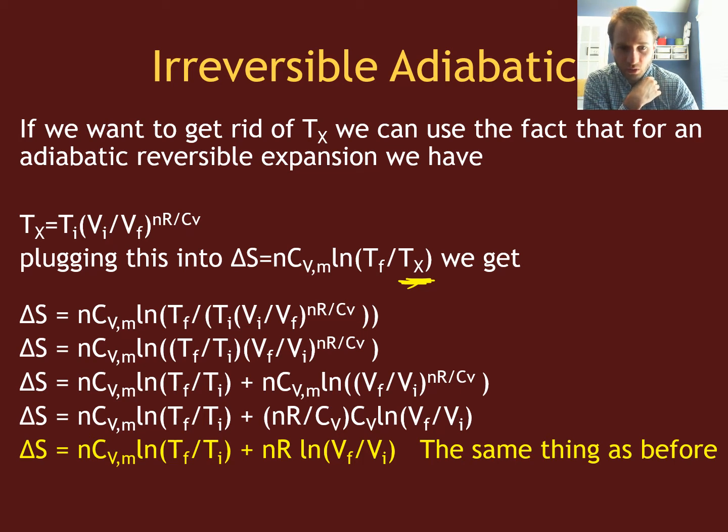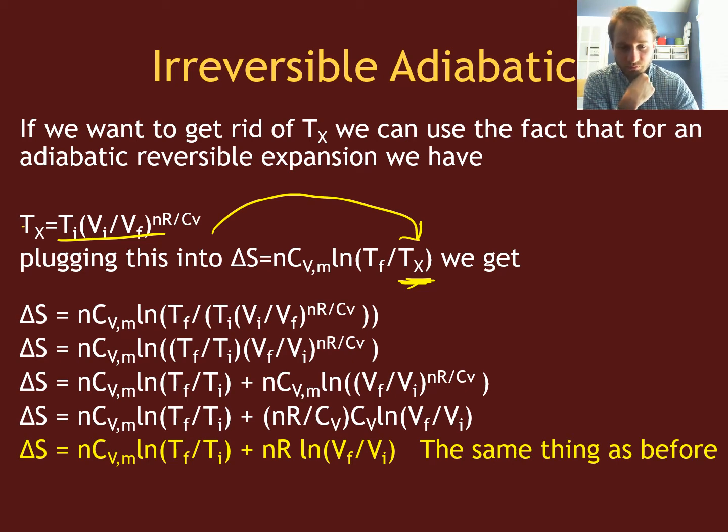Well, we know, right, for the reversible adiabatic expansion, that the final temperature of that expansion, which is Tx, is related with the ratio of the initial and final volumes to this NR divided by CV power. So if I plug this expression into Tx here, right? That's what I'm doing here. And then we're just going to simplify it, okay?